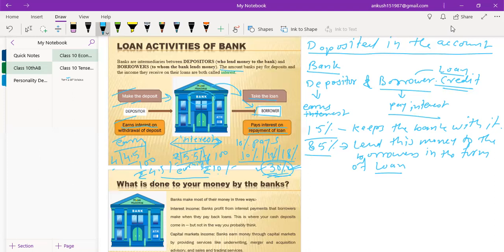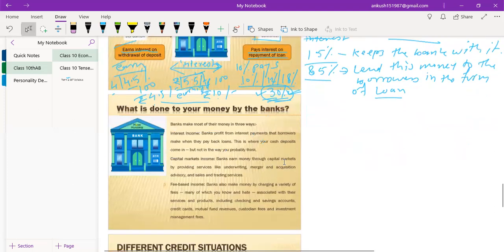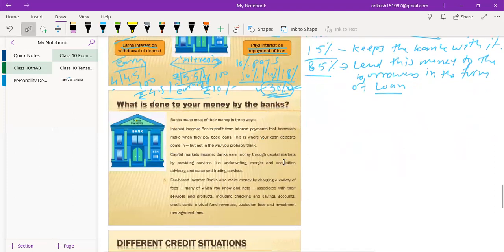Now the question is given there in your book. What if all the depositors would go and ask for their deposited money at once? What could be the possibility? Sir, there will be no money in the bank. There would be no money in the bank. Yes. And what can be done in this situation by the bank? Take a loan. The bank would again take a loan from other banks.